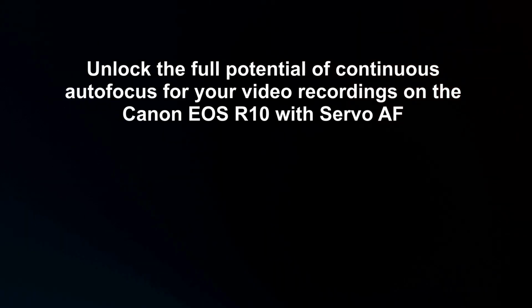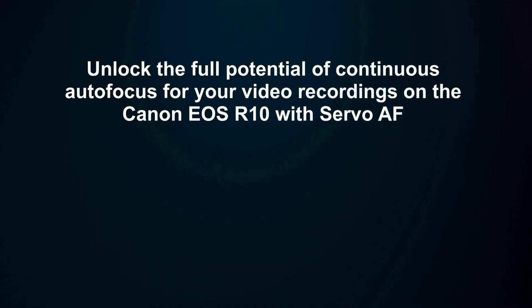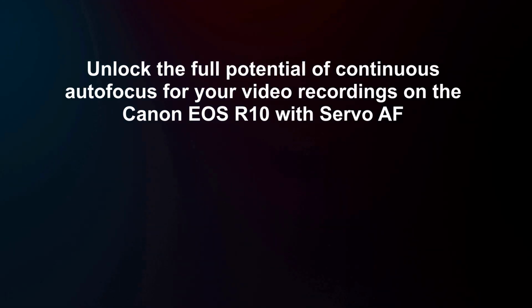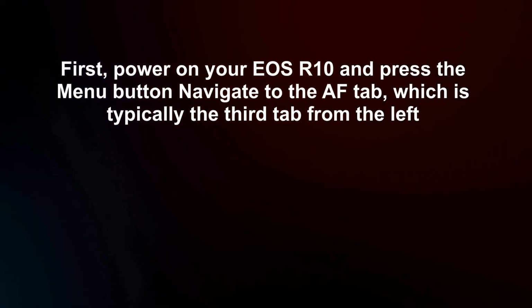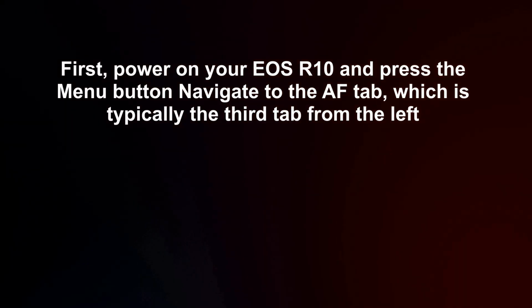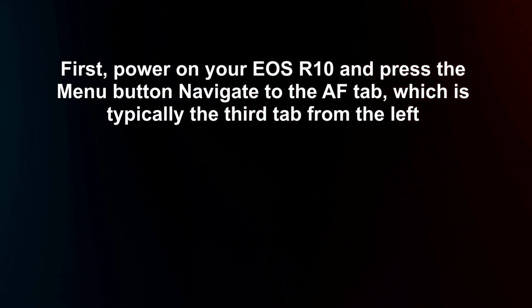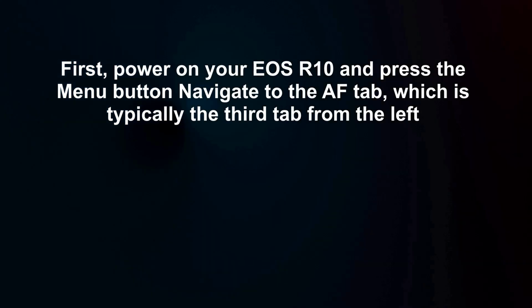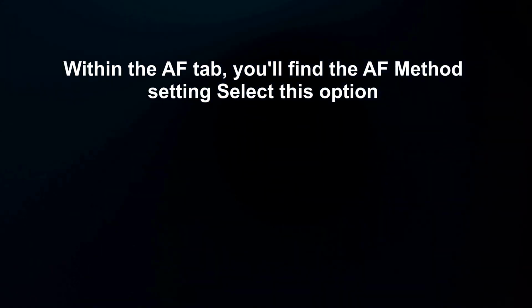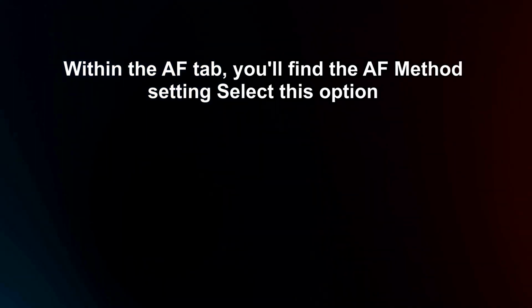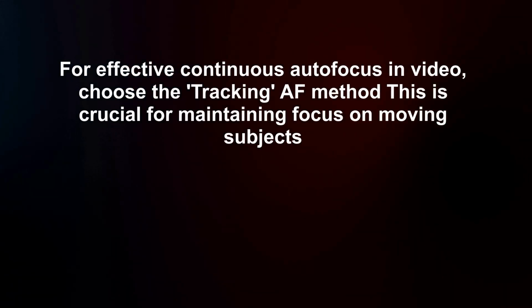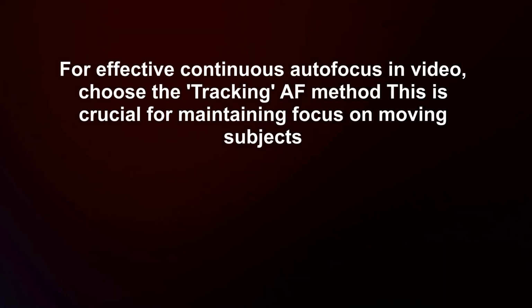Unlock the full potential of continuous autofocus for your video recordings on the Canon EOS R10 with Servo AF. First, power on your EOS R10 and press the menu button. Navigate to the AF tab, which is typically the third tab from the left. Within the AF tab, you'll find the AF method setting. Select this option. For effective continuous autofocus in video, choose the tracking AF method.